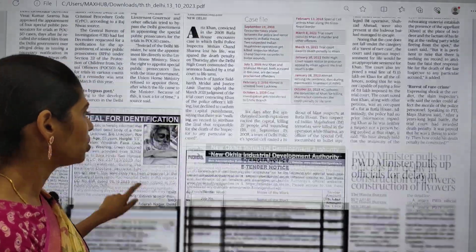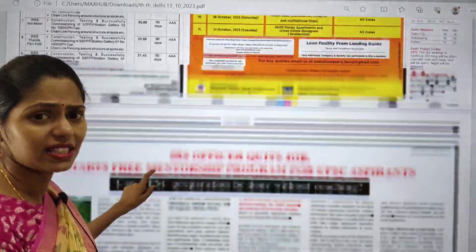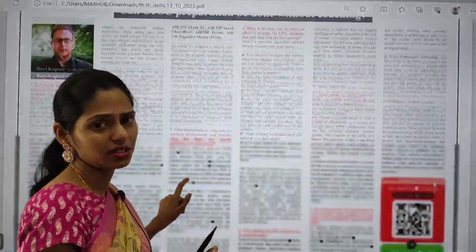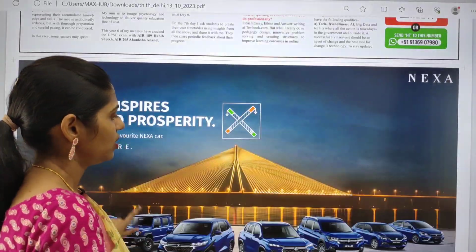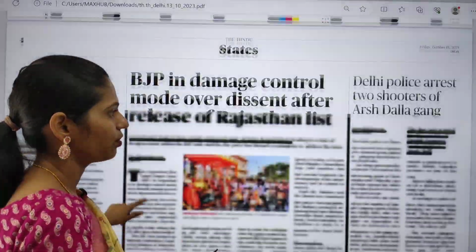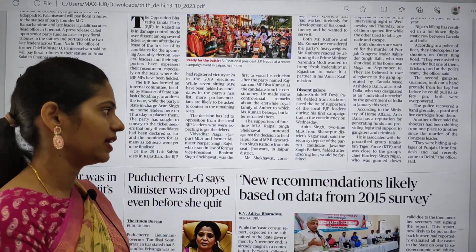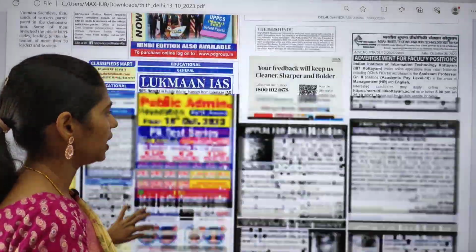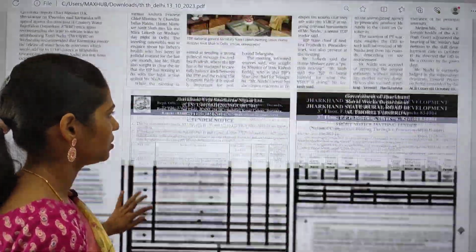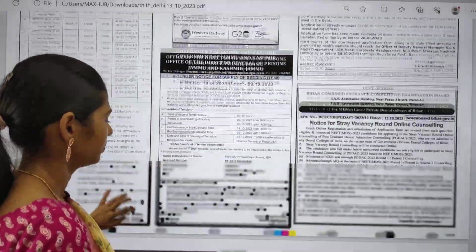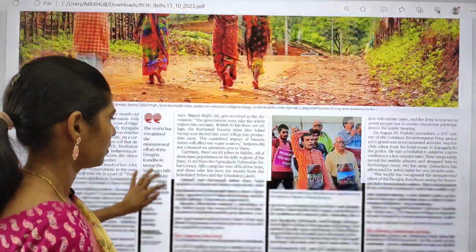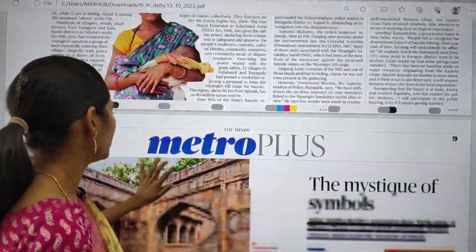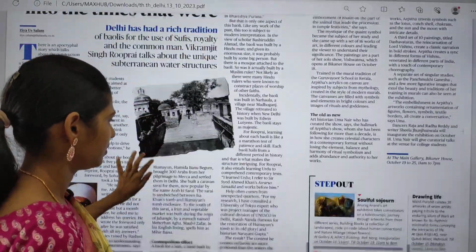In the city page and the states page, I didn't find anything important. It is a waste of time if you spend much time on the states page and the city page. You can directly move on to the editorial page. There is no need to see even Spotlight and Metro Plus.